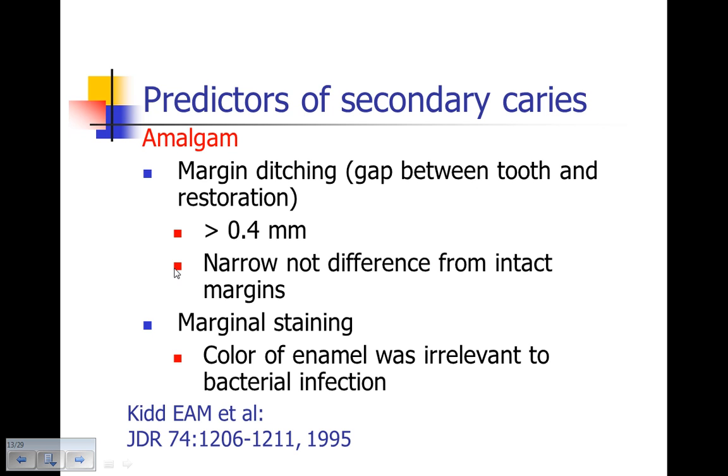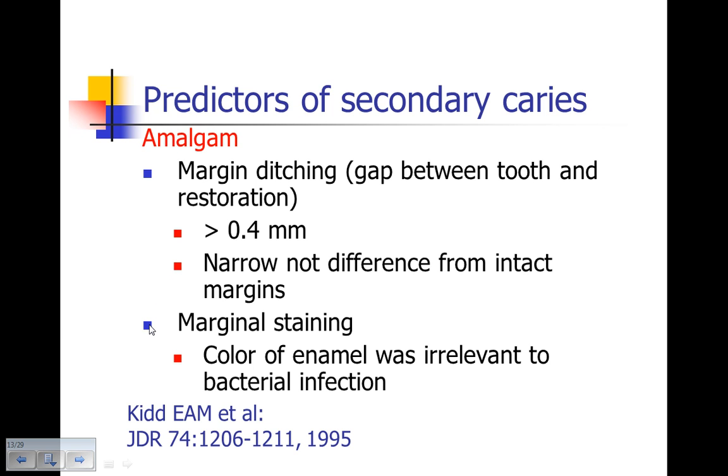When they looked at narrow ditching, less than 4/10 of a millimeter, they saw in their study that the narrow ditch was not different from an intact margin, that in fact recurrent decay couldn't be predicted.